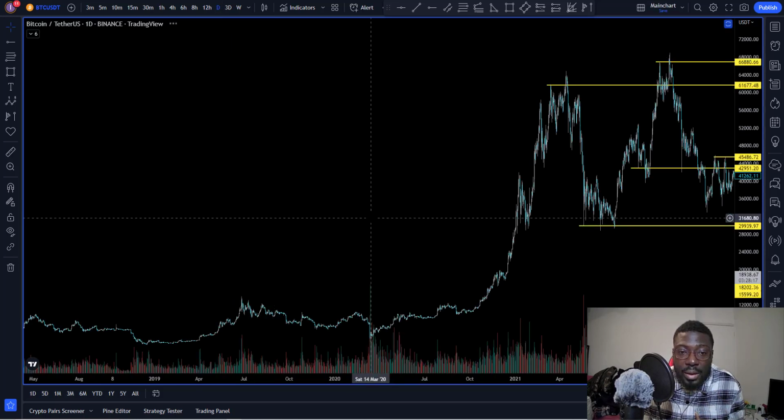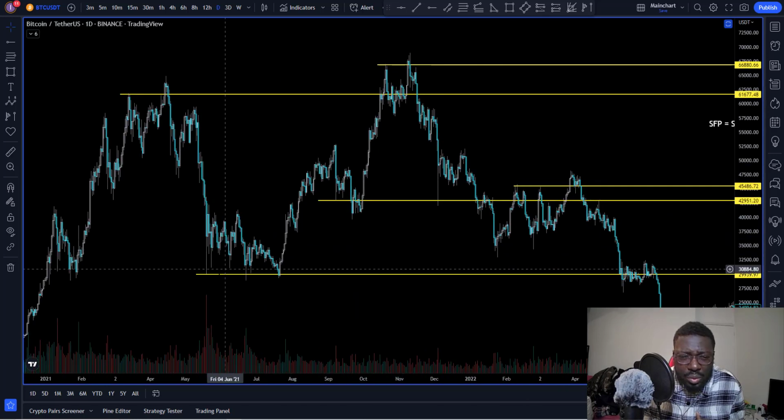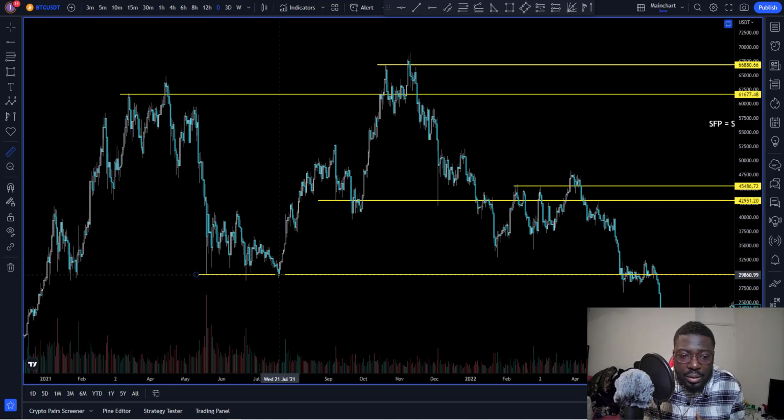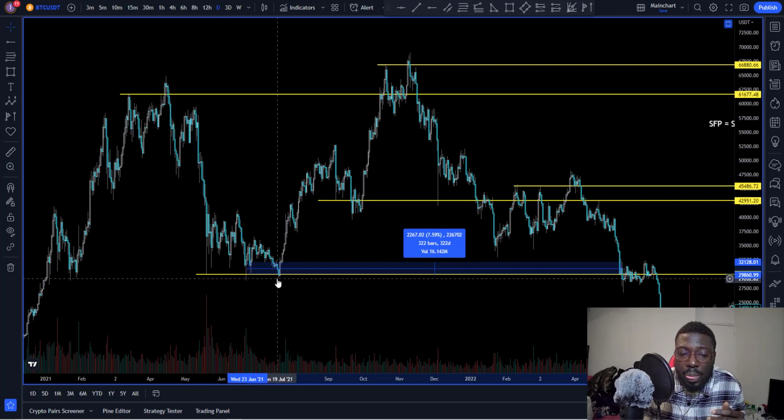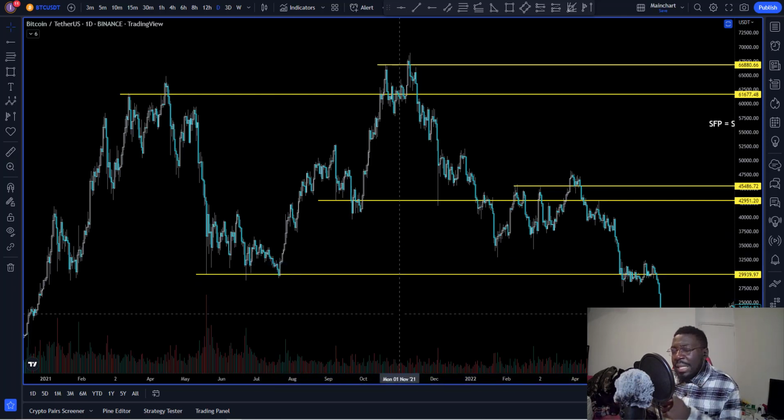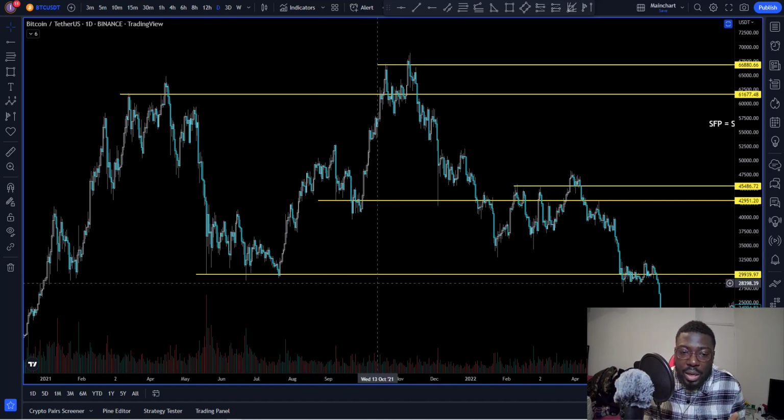Okay, if you go to the daily, we have this swing failure pattern we had here. After we had the swing failure pattern, how many days did it take for us to come down to that low again? It took up to 322 days before we came back to this low. So that's what I mean: the time frame you use to determine the swing failure pattern will also determine how long the trend is going to be until the market reverses or comes back to that low again.